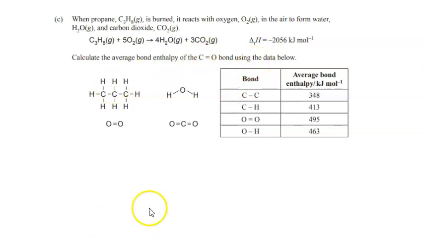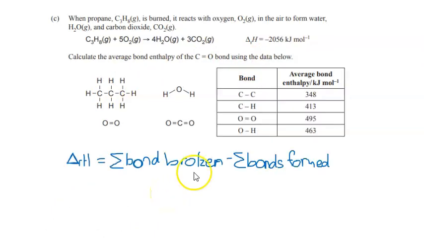So we still use the same formula that we had before. I'll just copy and paste that in. And then we go about the same way for answering this question as we did in the last one. What we need to do is count up the number of each bond, so we can put the values into this equation. So negative 2056 is equal to the bonds broken.